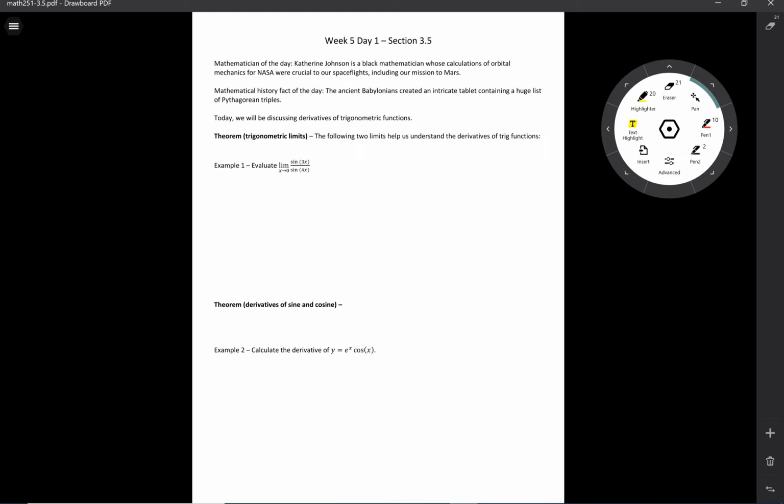I know trig is everybody's favorite. Actually, trig is my favorite, so I'm pretty excited about this lesson today. We are going to learn all about trigonometric derivatives.